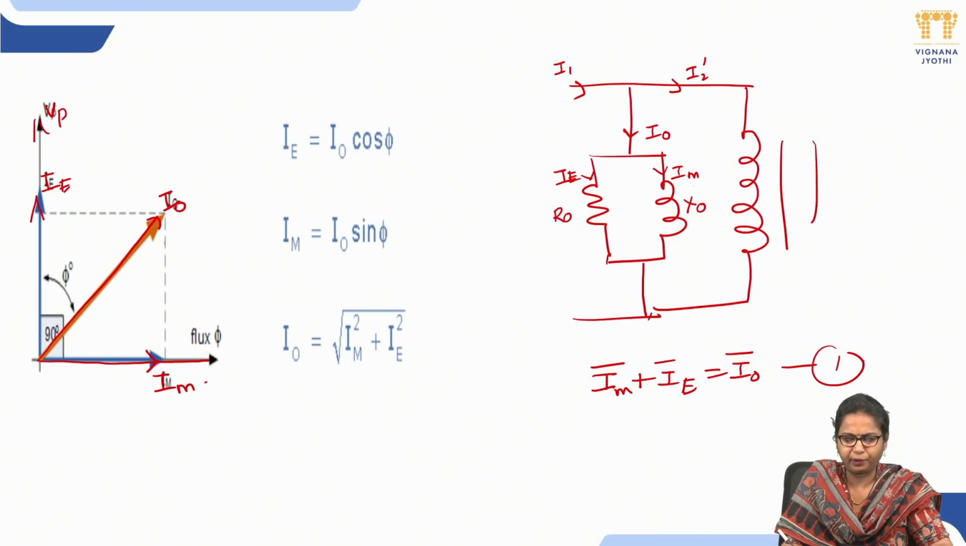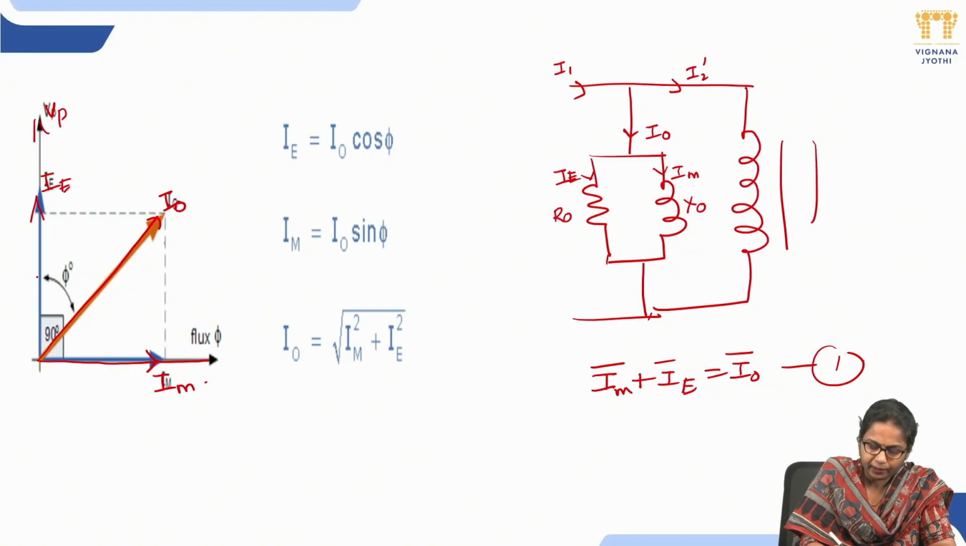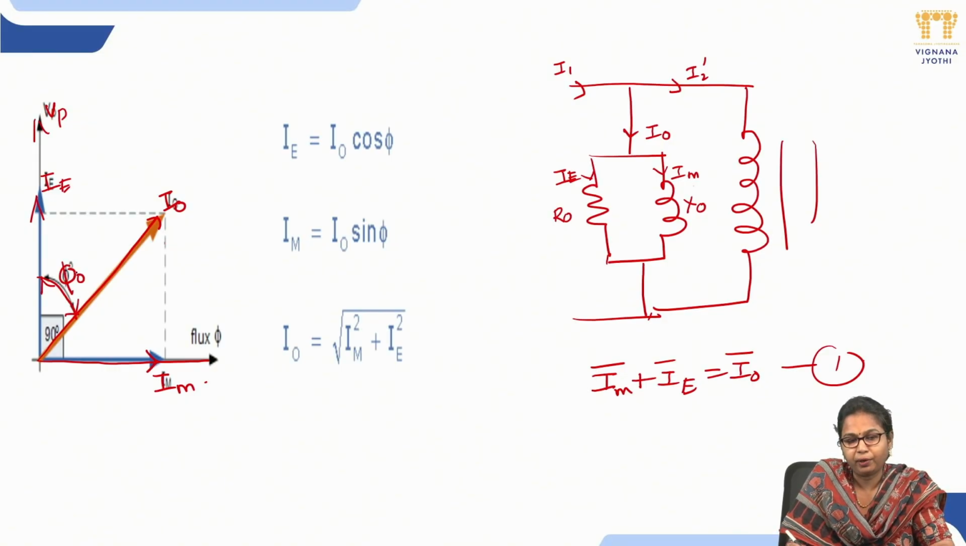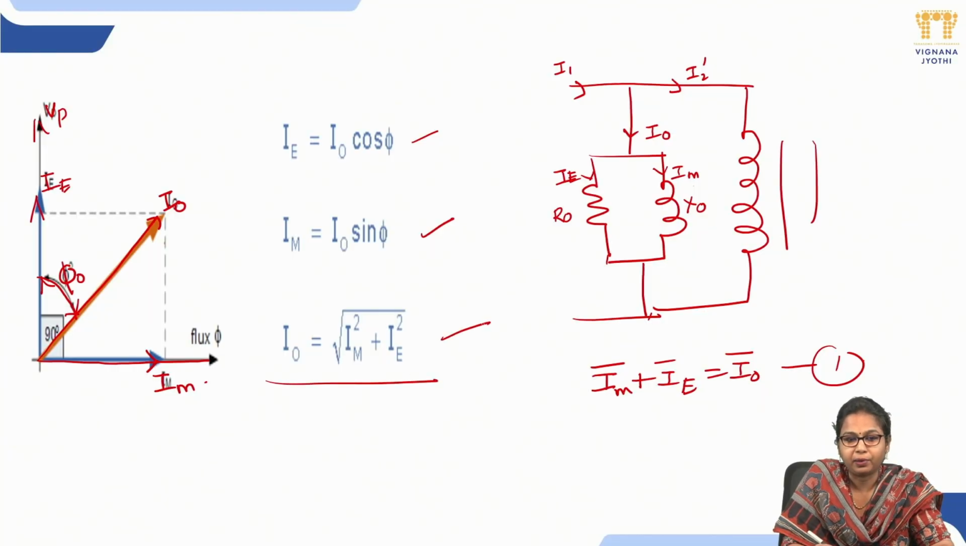The maximum value of no load current I naught will be around 3 to 4% of its full load current, and the angle between the primary voltage and no load current is represented with phi naught. So this phi naught is said to be your no load phase angle, and also we can get Ie is equal to I naught cos phi naught and Im is equal to I naught into sin phi naught, and finally we got I naught is equal to root of this thing. So this is how we can also calculate your no load current.